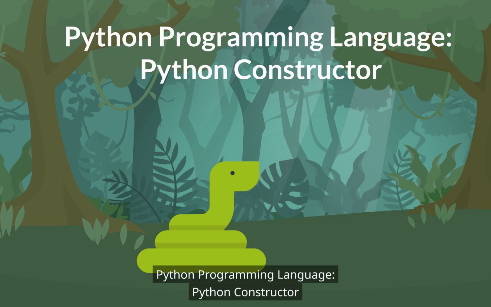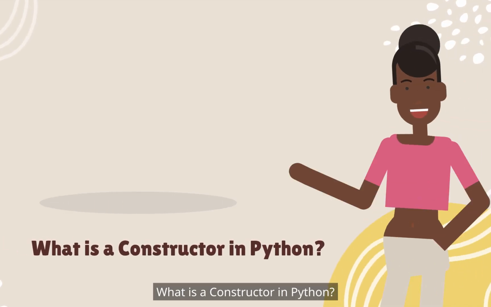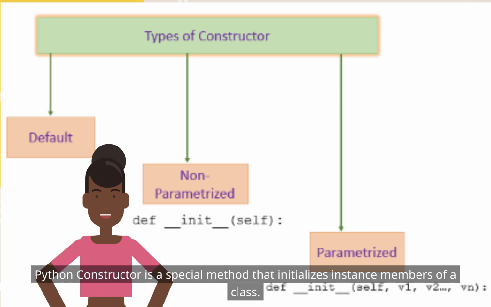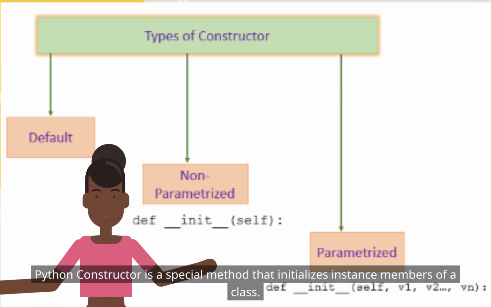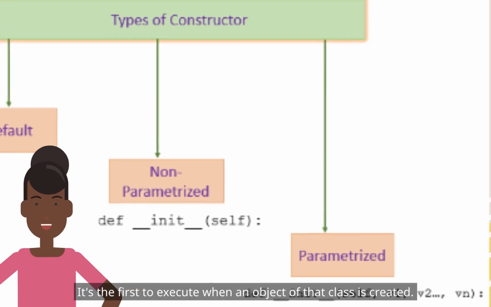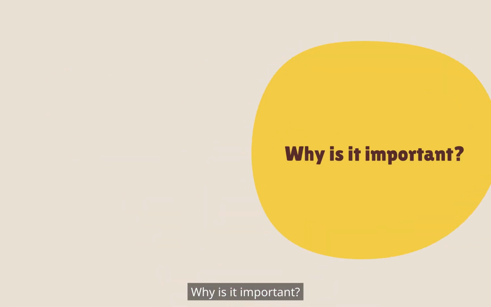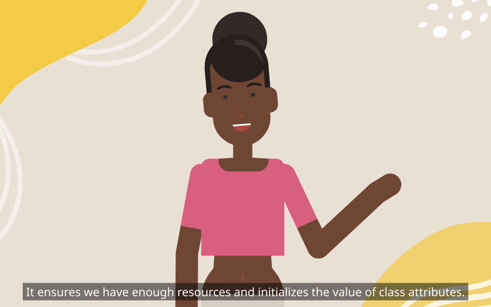Python programming language. Python constructor. What is a constructor in Python? A Python constructor is a special method that initializes instance members of a class. It's the first to execute when an object of that class is created. Why is it important? It ensures we have enough resources and initializes the value of class attributes.